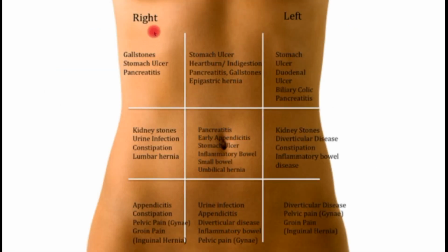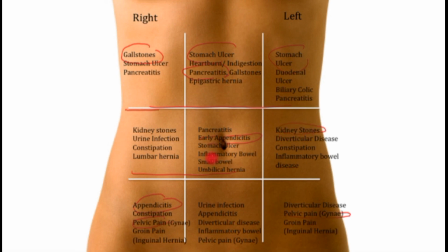Now let's review the pain in a schematic diagram of the abdomen divided into 9. So the foregut pain is high up over here. This is the midgut and the hindgut lower down. Pancreatitis in the middle. Early appendicitis over here and then moving down to the right side. Pelvic pain lower down in the abdomen on the sides, and kidney stones.